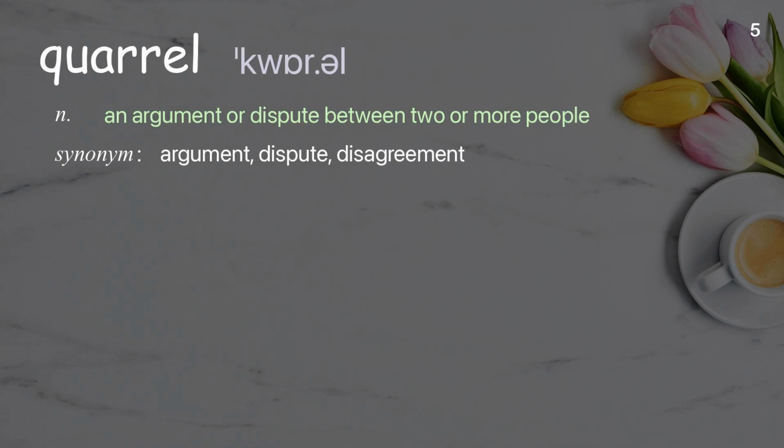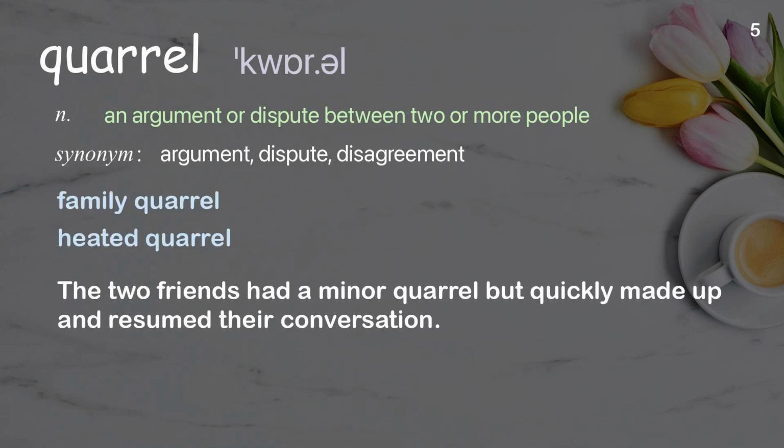Quarrel. An argument or dispute between two or more people. Examples: Family quarrel. Heated quarrel. The two friends had a minor quarrel, but quickly made up and resumed their conversation.